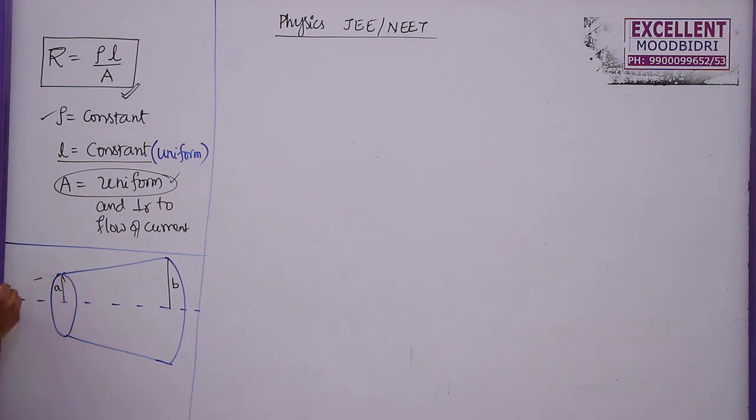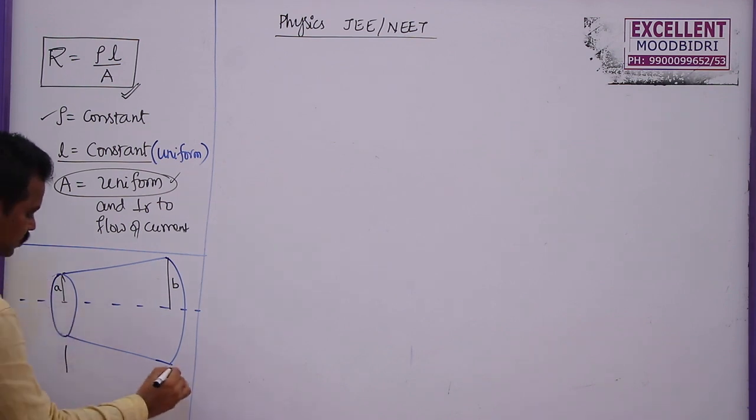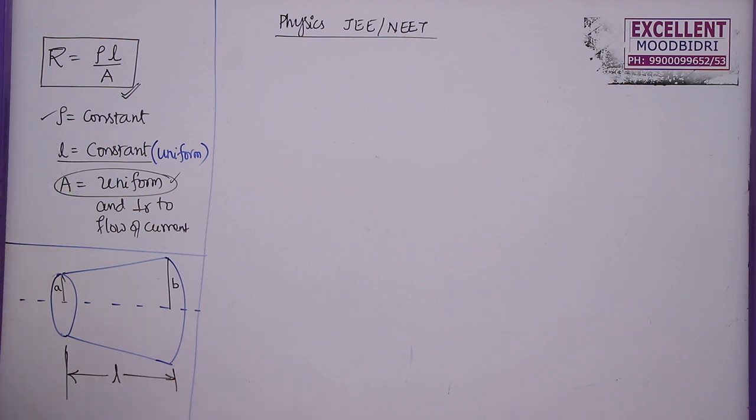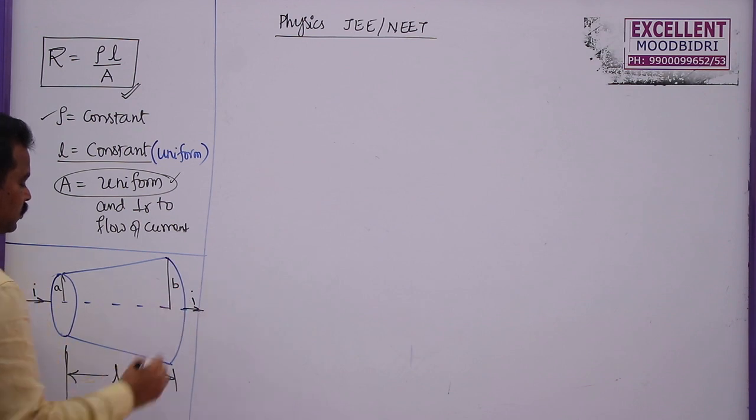Actually this is the actual cone here, and if you extend this one, this is the actual cone, but a small portion of this one I am taking, a frustum of a cone. Now the length of this cone, let us say this is L, and the current is flowing along the length of this one. So the direction of flow of current is like this. This is the direction of current in this one.